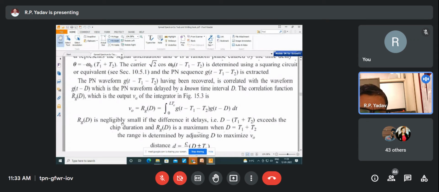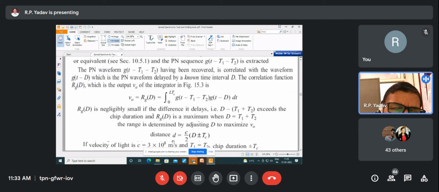It will be very small, the output. And if this is maximum when D is equal to T, I mean, this particular delay D that we are trying to correlate, if we can calculate it nicely, then I can produce the V0 output as a very good amplitude signal, which will obviously be useful for me to determine it accurately.